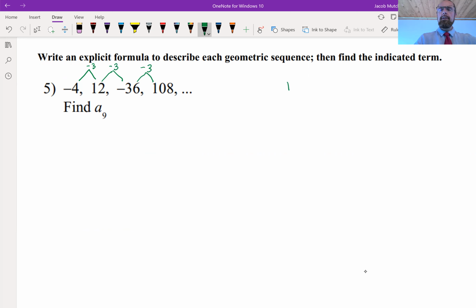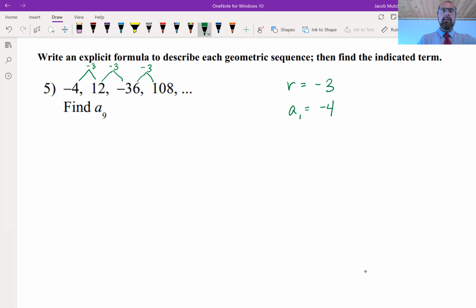So I see my R value here is negative. One thing that creates in this sequence is a change in sign from term to term. And one way that we describe that is as an oscillating sequence. It goes back and forth between negative and positive. Well, let's also identify the first term. A sub 1 is negative 4.